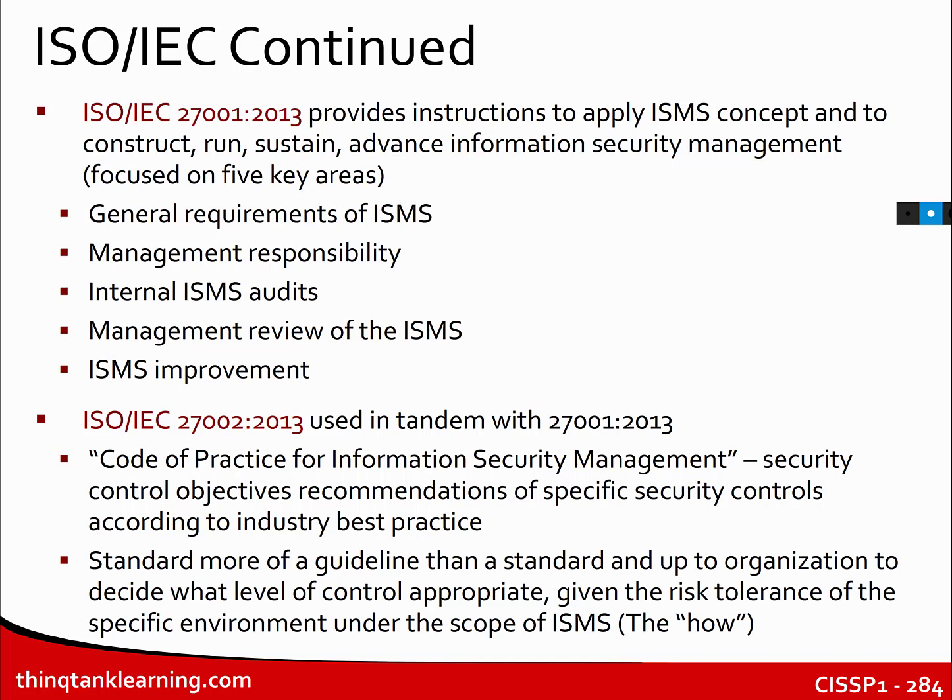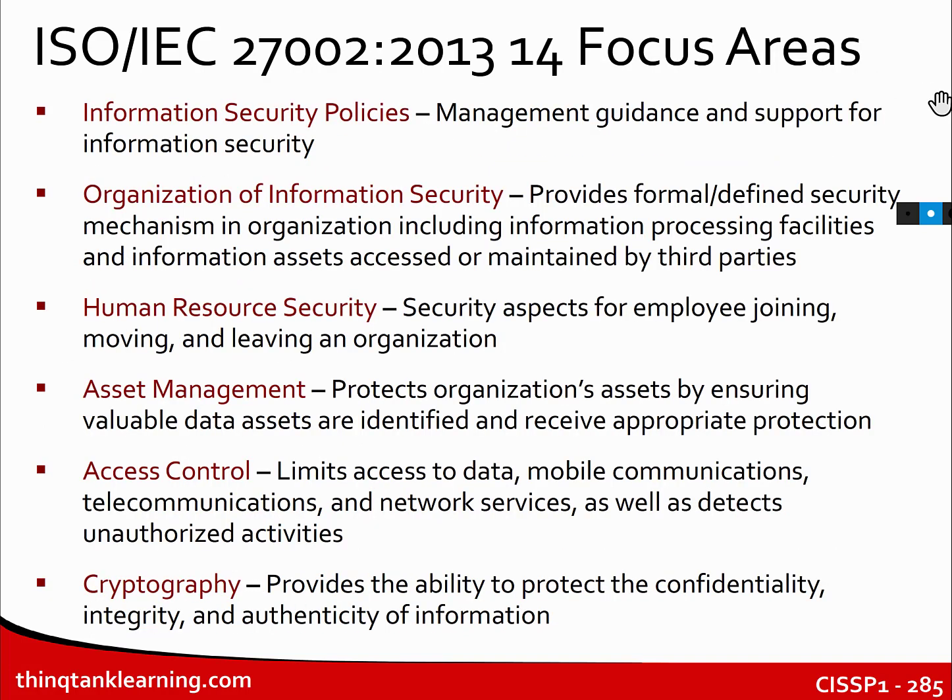And there are many different controls. I think I mentioned some of those controls previously. There are 14 focus areas. Number 1, information security policies, which provides formal, defined management guidance for support for information security. Organization of information security, security mechanisms in the organization that include information processing facilities and information assets that are accessed or maintained by third parties. There are actually 7 different controls under that category. There's only 2 different controls under the information security policies.